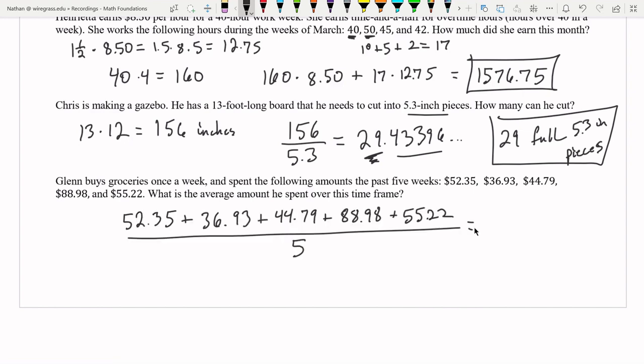Okay, adding that up on a calculator, I get 278.27 divided by 5. I get 55.654. Of course, this is a dollar amount, so we're going to round it to 2 places. That's going to be $55.65. That's how much he spent on average for those past 5 weeks.